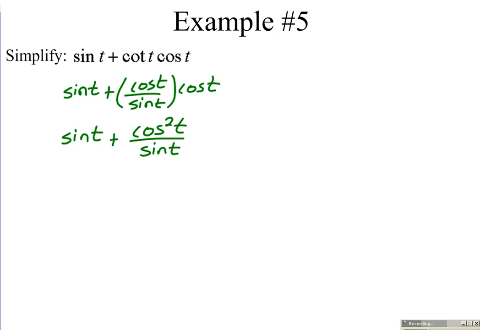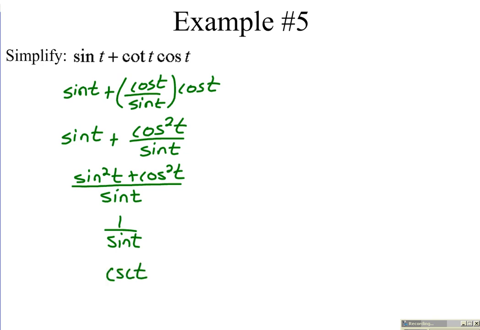Sine of t plus cosine squared t all over sine t. Now we have two fractions we need to add together. In order to add fractions together, we have to have a common denominator. So this first fraction I need to multiply by sine squared t plus cosine squared t all over sine t. Again, we see trig functions squared. We see that, Pythagorean identities immediately. Sine squared plus cosine squared is equal to 1. So I'm left with 1 over sine t.